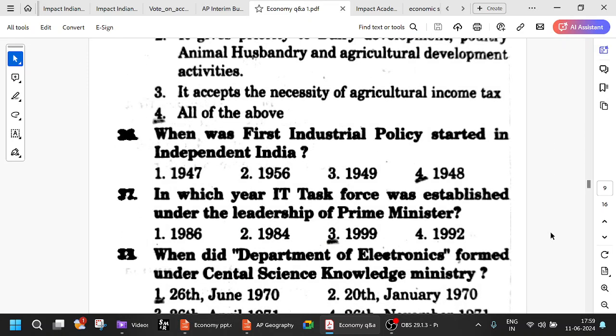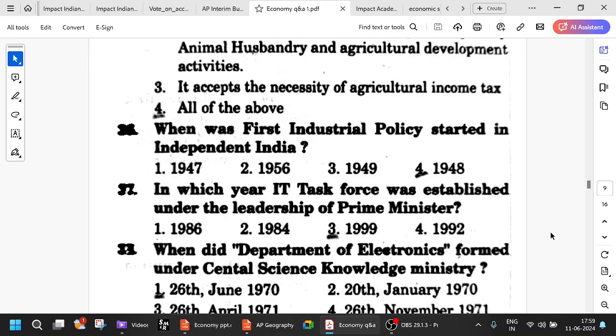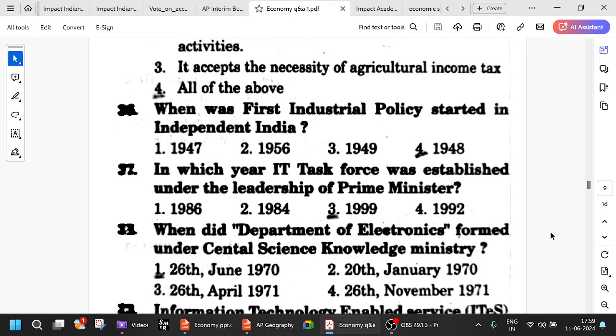So when was the first industrial policy started? This industrial policy is also very important. The first industrial policy started in 1948. There are several industrial policies, we'll look into that sometime. For the timing, just remember the first industrial policy started in 1948. There are many other industrial policies, we'll look into them sometime.